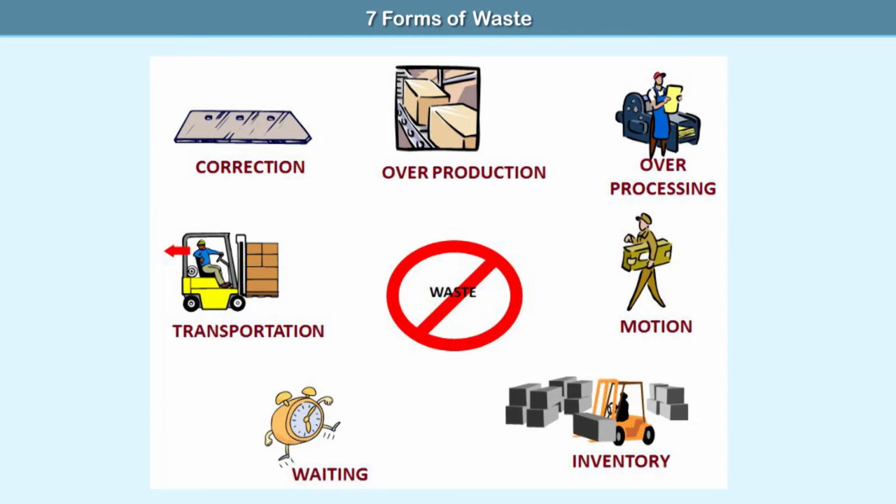There are 7 forms of waste, namely correction, transportation, waiting, overproduction, overprocessing, motion, and inventory.